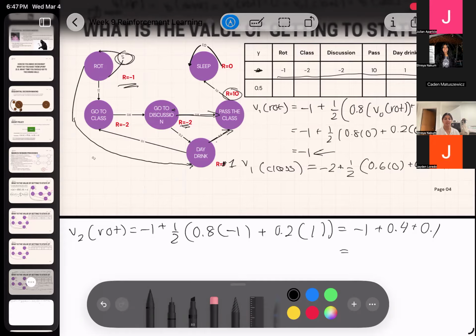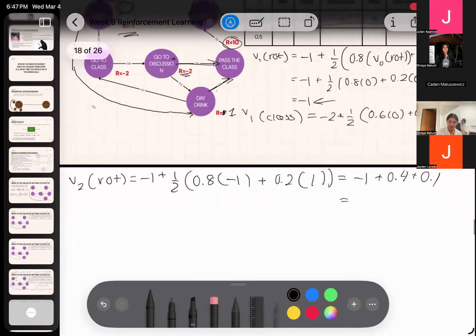Okay, and so you just add iterations, and it updates all the values, so that, say, staying at rot would have a bit better value because you can go to day drink in the future. Yeah. So at the very end, after you have an infinite amount of repetitions, day drinking will have a value of 1.1.